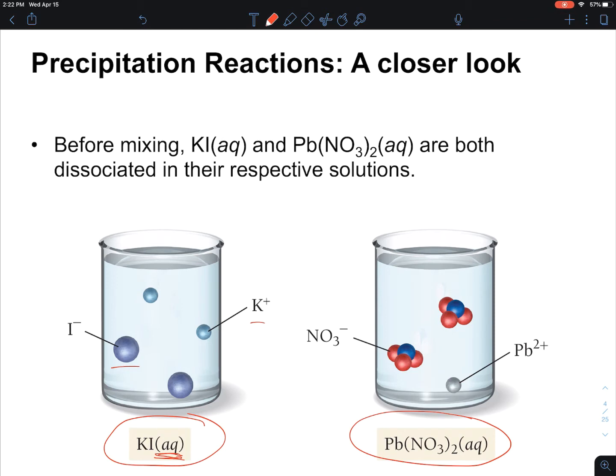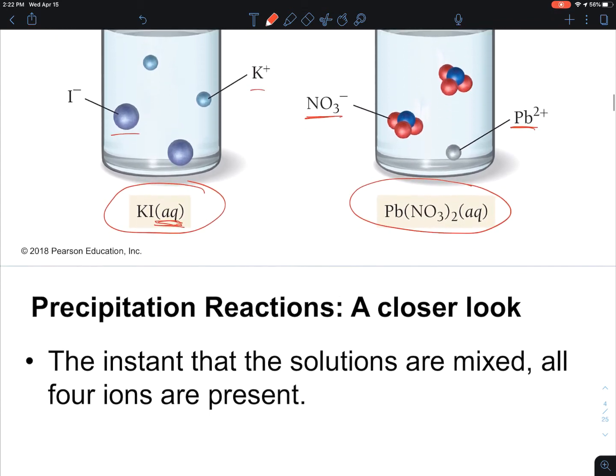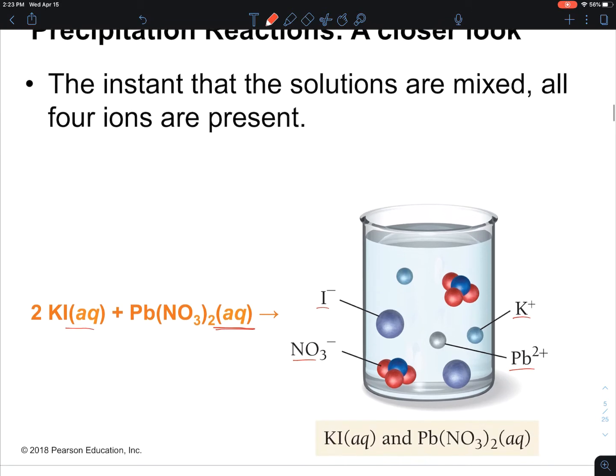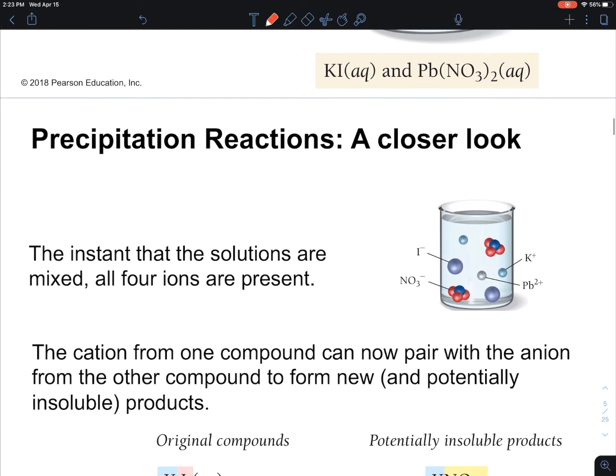So before you mix anything, you have KI aqueous. It's potassium and iodide. When you have lead nitrate sitting in solution, you've got nitrate ions, and you've got lead 2+ ions. As soon as you combine them together, what you end up with is a mixture of all 4 ions. So here we've taken the potassium iodide solution, mixed it with our lead nitrate, and we get a solution of iodide ion, nitrate ion, potassium, and lead 2+ ion, all floating around in solution.